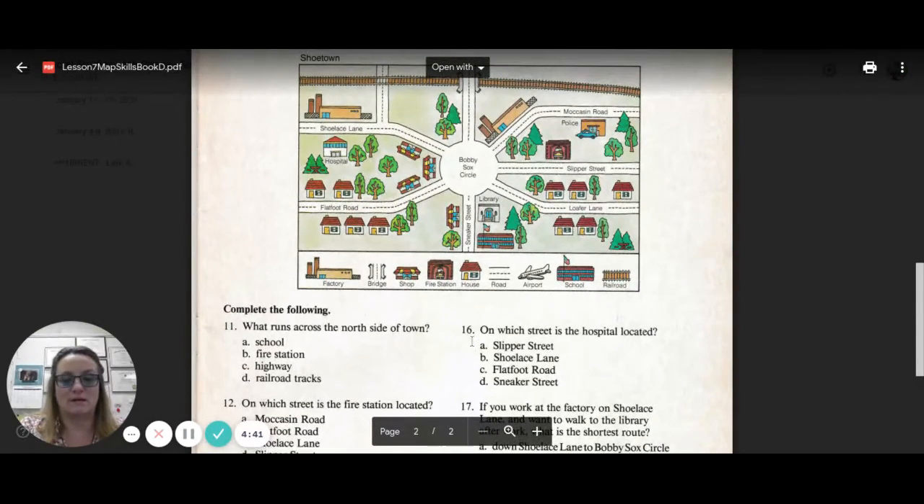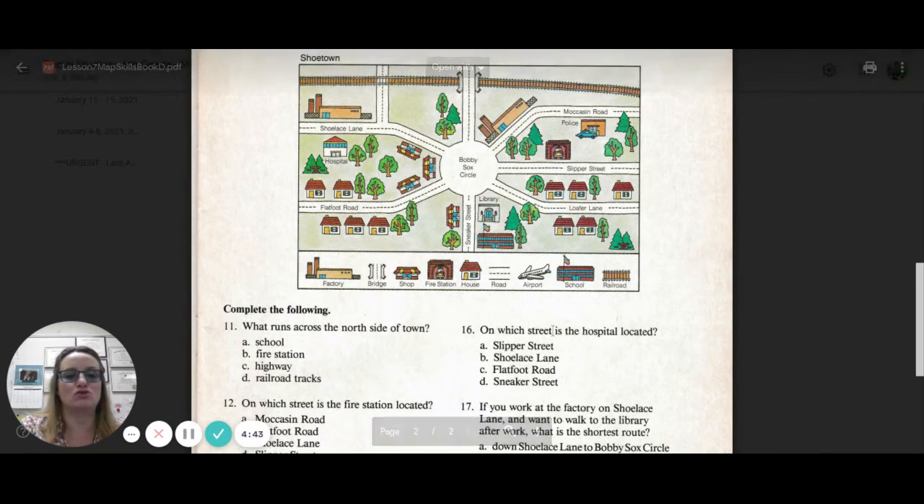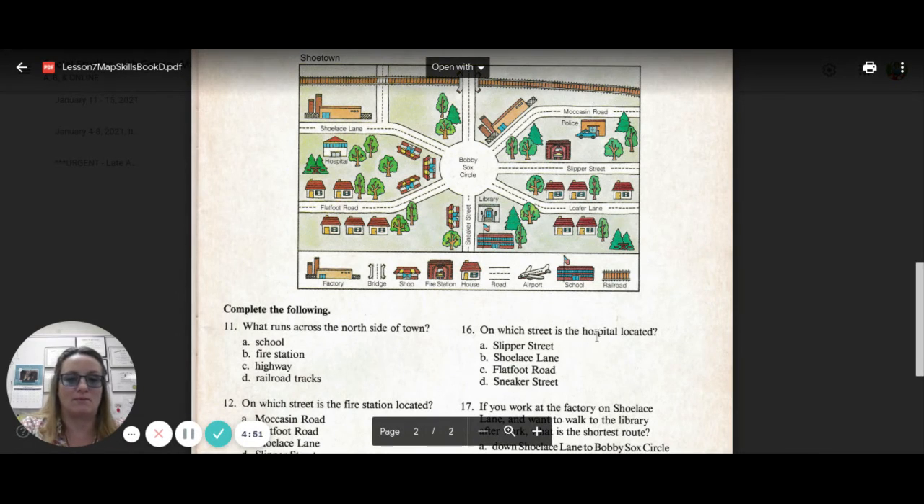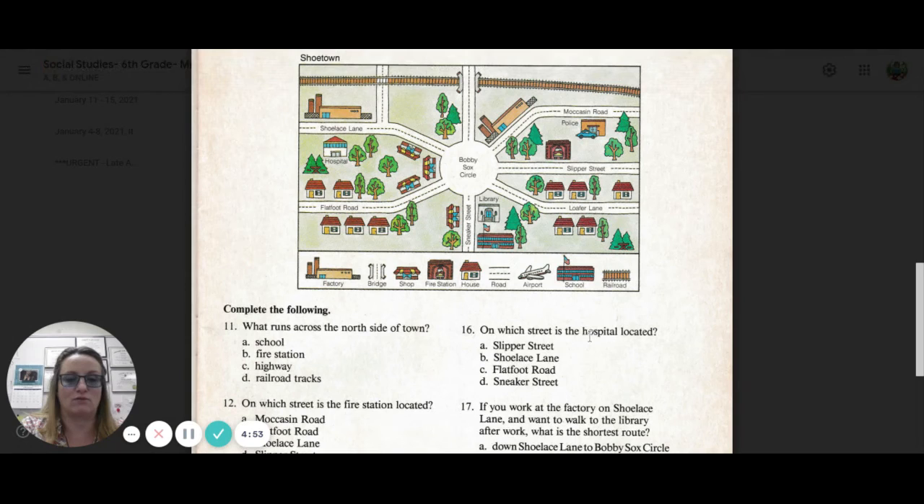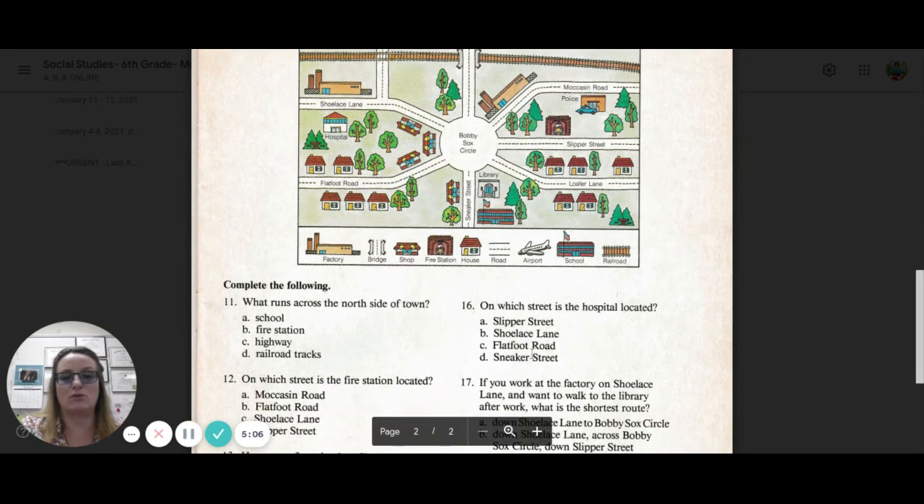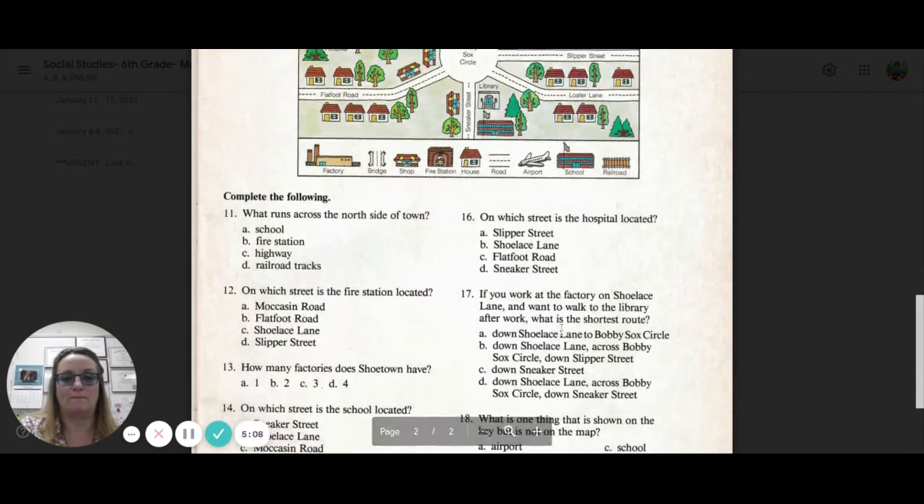Let's look at number 16. On which street is the hospital located? So you'll know that there's no hospital down here, so you're going to have to look for the word hospital up in the map. So it's this word here you're going to be looking for. It's either on A, Slipper Street, B, Shoelace Lane, C, Flatfoot Road, or D, Sneaker Street. So circle the street where you find the hospital.